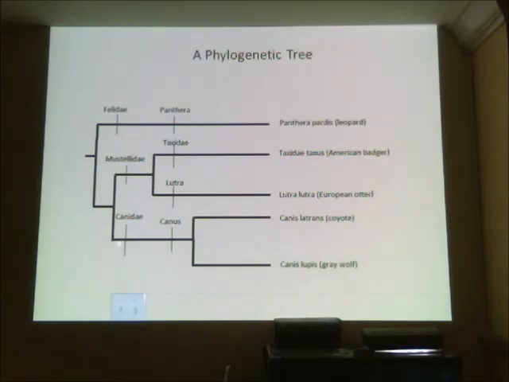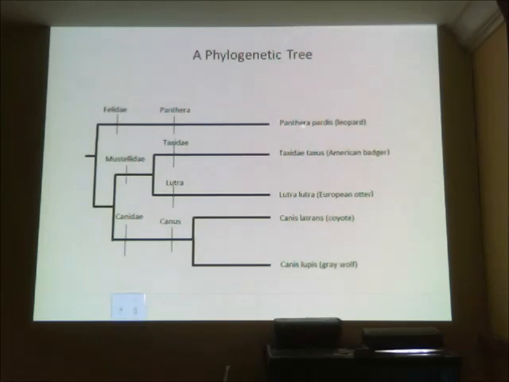The Felidae and the Canidae are the cats and dogs, and the Mustelidae are things like the badger and the otter. So these are the three families, and this isn't showing you a complete tree, it's just showing you one organism each. So you've got the Panthera, the Taxidae, the Lutra, and the Canis. So these are four different organisms. Actually, there are five that we're going to be talking about here.